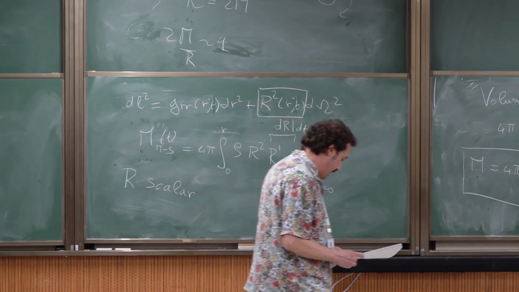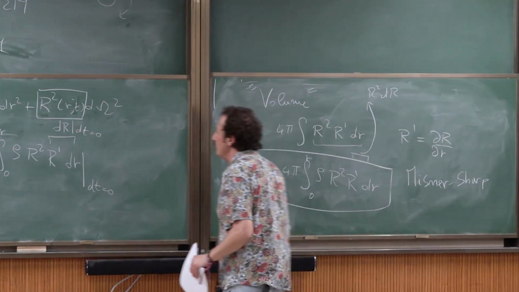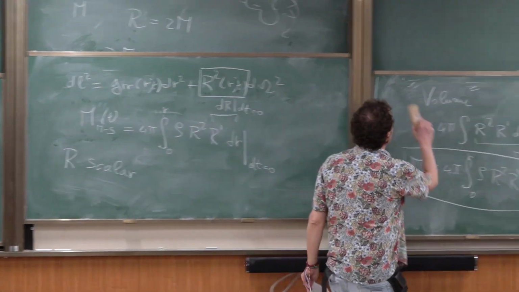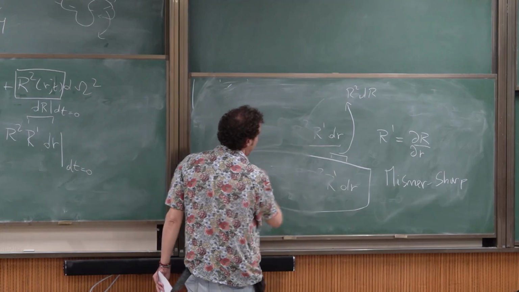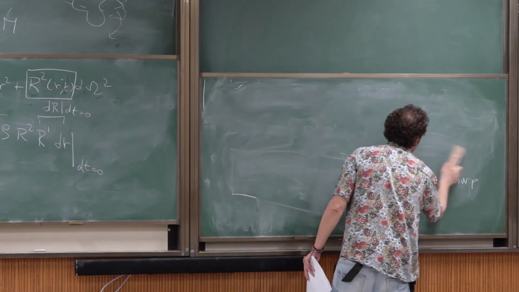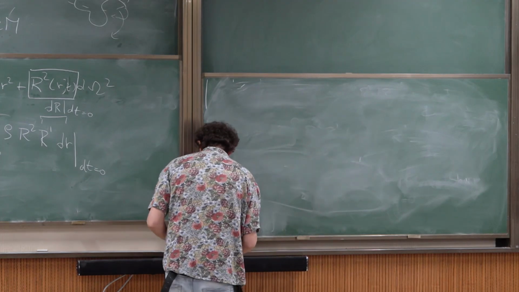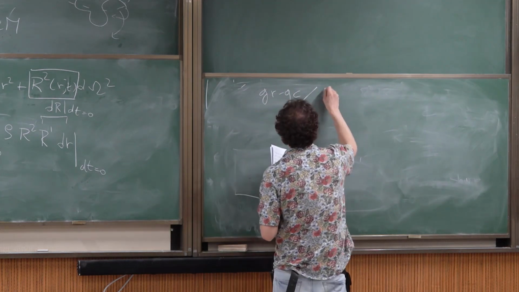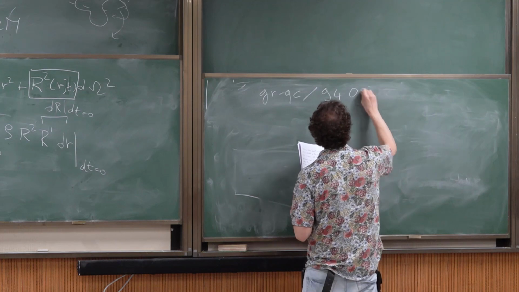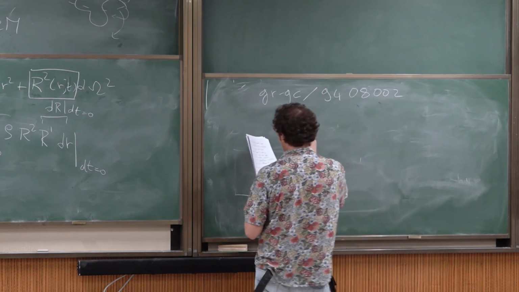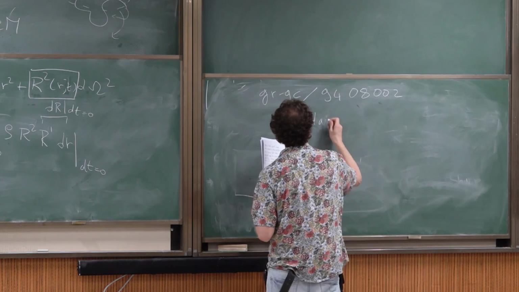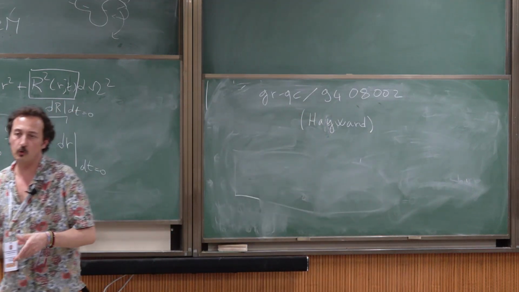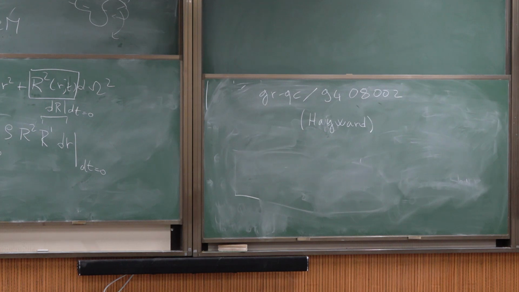Okay, so now I can also give you a reference if you are really curious about the fact that R is actually a scalar and about the formation of trapped horizons. It's a beautiful paper, gr-qc 94... 002, very mathematical. If you are curious to expand a little bit on this, you can simply check that.